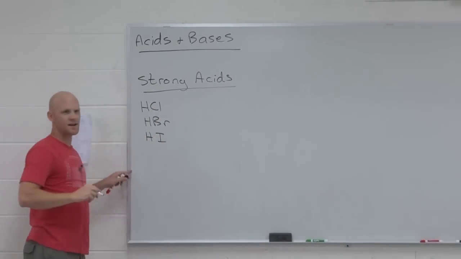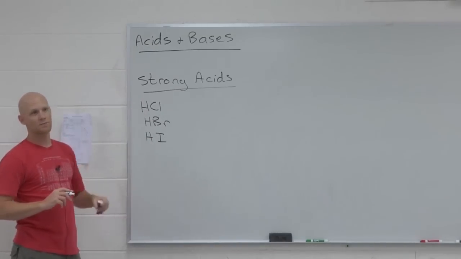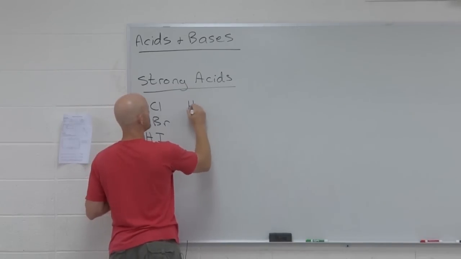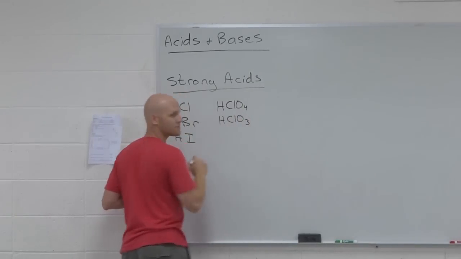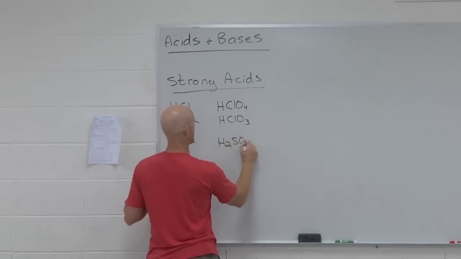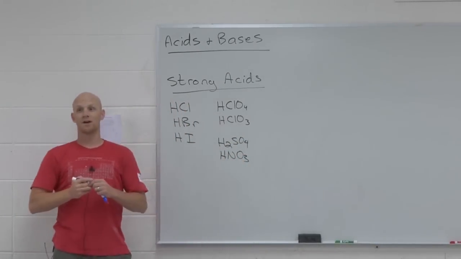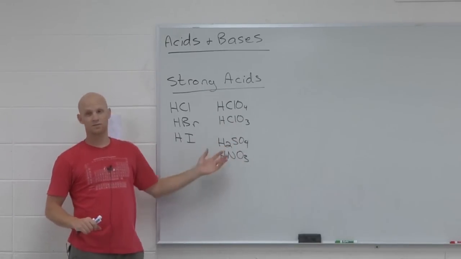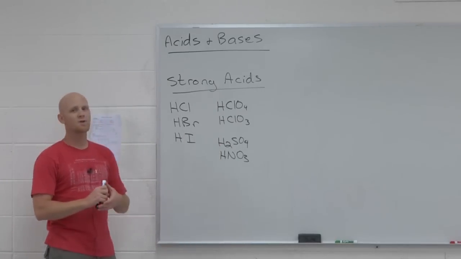Notice HCl, HBr, and HI go together, but notice HF is not on that list. So be careful with HF, not a strong acid. Then you've got HClO4 and HClO3, they go together. And then sulfuric and nitric, they don't really look like they go together, but they're very commonly found in most chemistry laboratories. In fact, we often mix these two together, and it's simply called mixed acid. But there's your 7 strong acids.